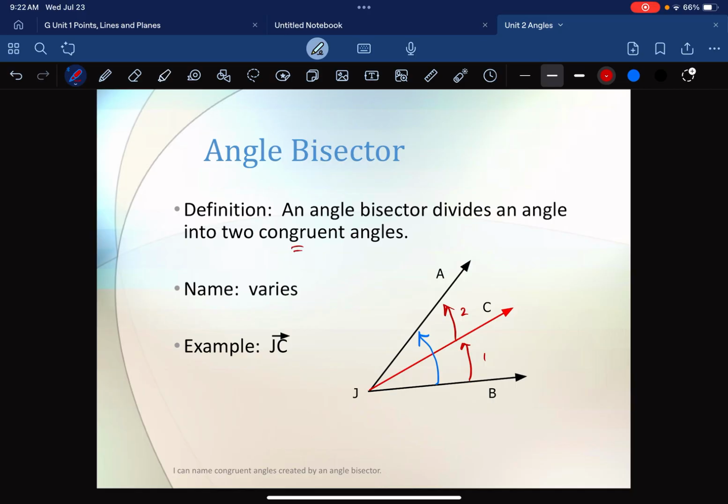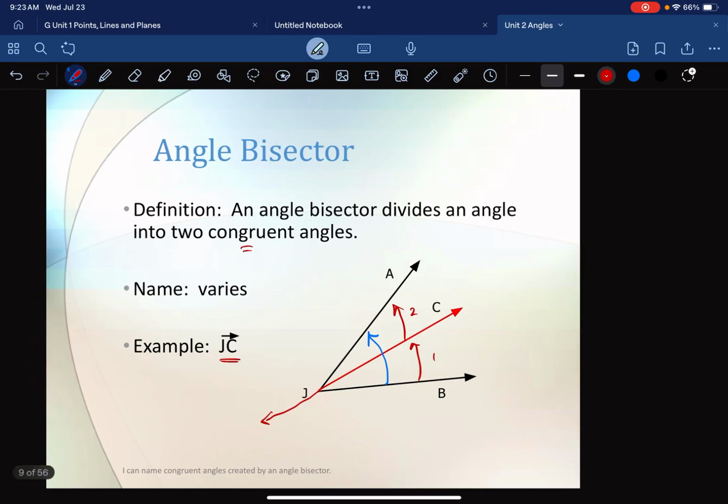So to name it, it just depends on what it is that's doing the bisecting. In this drawing, it's ray JC, and that is a ray. It starts at J and goes towards C. You see the arrow on the end, that tells you it's a ray. And so in this case, you would name it ray JC, but you could have put a segment in there, like just take the arrowhead off and it could have been segment JC, or you could have extended it like this, and then it would be line JC that is the angle bisector. So that name is going to vary, so you just name whatever it is that is cutting the angle in half. You're naming that particular object using the appropriate name.